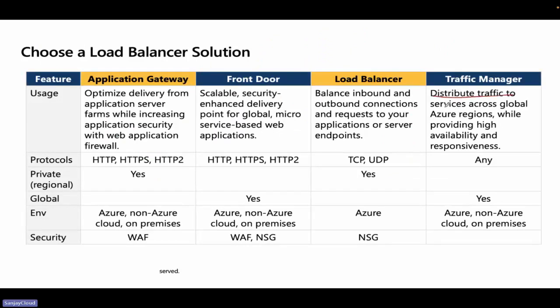So it distributes traffic to services across global regions while providing high availability and responsiveness. Protocol: any, it supports any protocol. Region: no, it's a global service. Environment: it supports Azure, non-Azure clouds, and on-premises as well. That means here you will get reliability, and you will get routing. So basically Traffic Manager is a routing service in Azure.